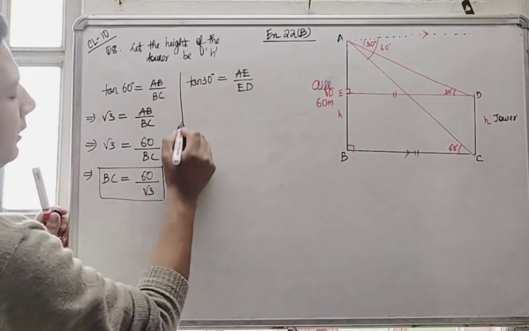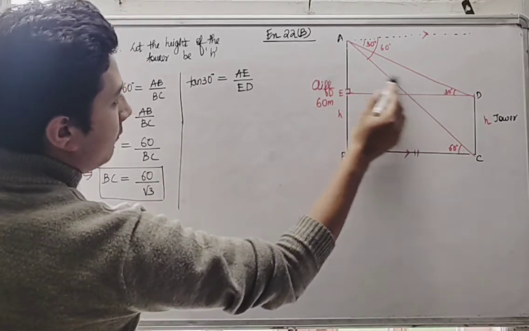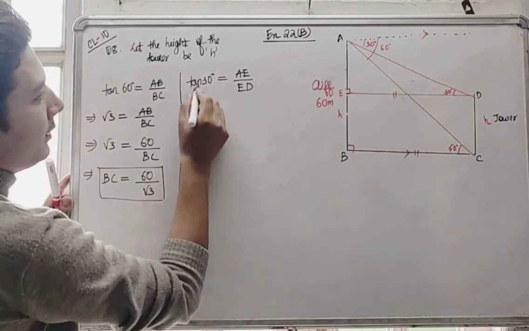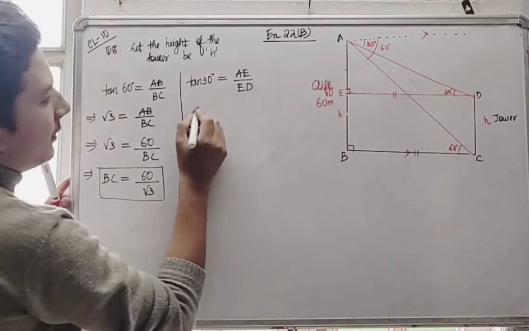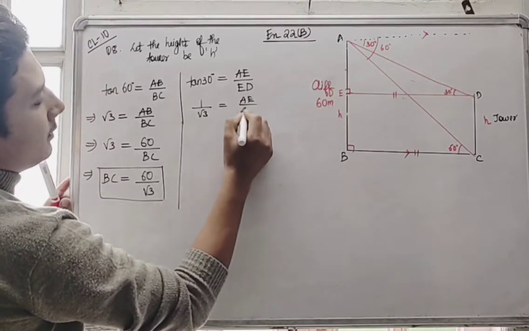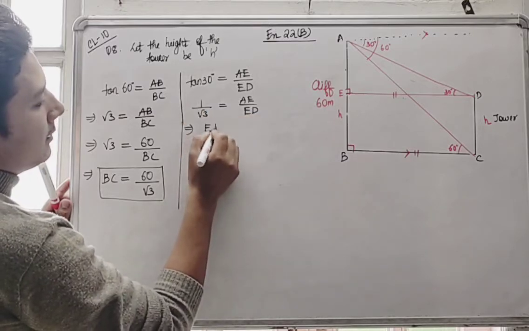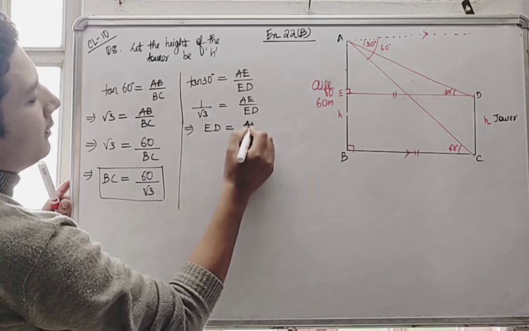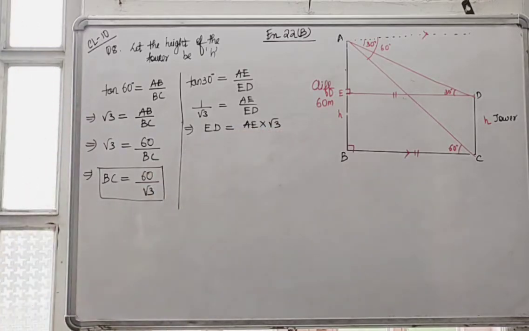Now similarly, tan 30 degree is AE by ED. So tan 30 degree is 1 by root 3, which is AE by ED. So from here I can find ED. ED is equal to AE into root 3. I hope you're clear with this.